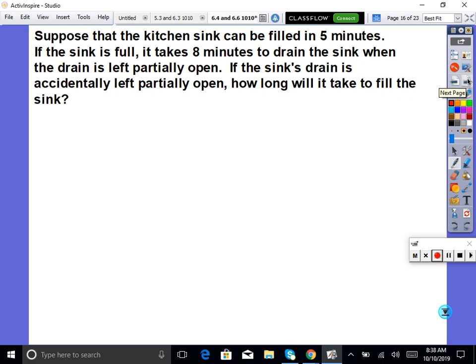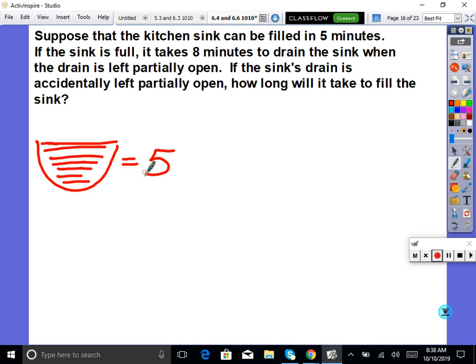Now, because they were both going in at the same time, we're adding up how much they're getting done. Now read this one. Suppose a kitchen sink can be filled in 5 minutes. So here's our sink. It can be filled up in 5 minutes. So filled up to the top equals 5 minutes.